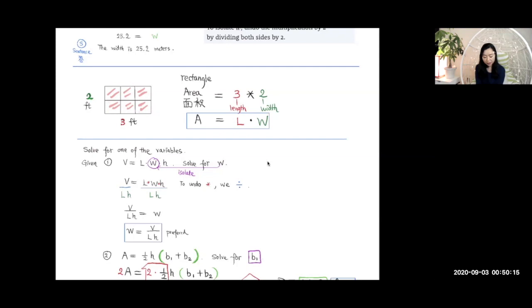The area is the inside of this rectangle. And to find the area here, you can see it is actually this 3 times the 2. So 3 times 2 gives you the area, which equals 6 square feet, right? So the area of a rectangle is length times width. That's the formula: area equals length times width.